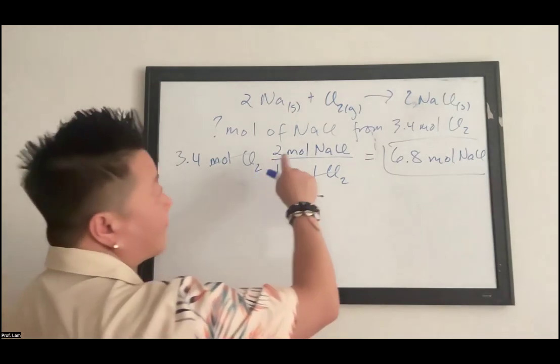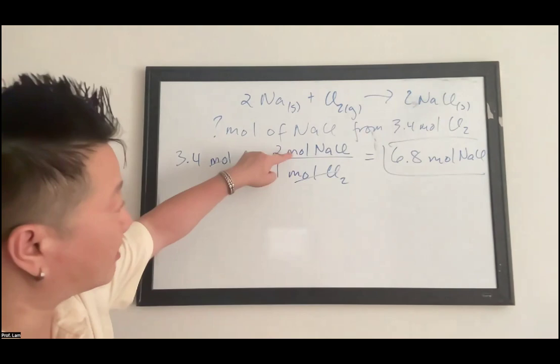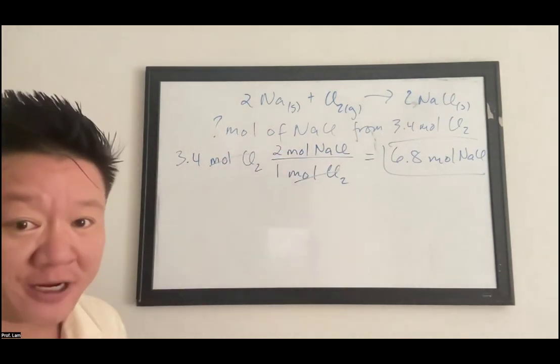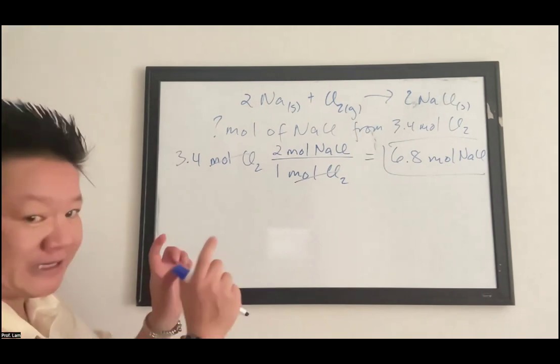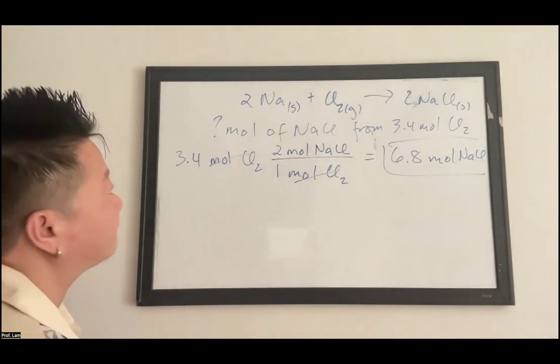And again, where does that come from? The coefficients. And why is it called a mole-to-mole ratio? Because it's literally a mole-to-mole ratio: 2 moles of A, 1 mole of B. So that part of your roadmap is going from mole A to mole B. Okay. All right, let's go back to the slides.